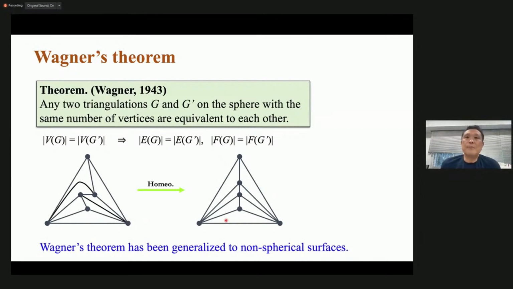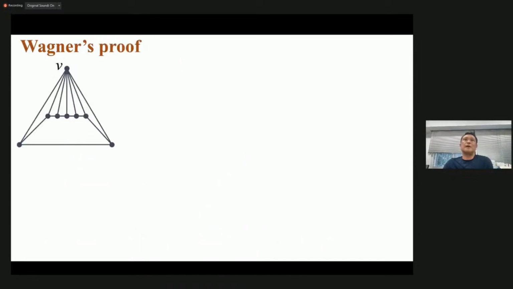So Wagner's theorem has been generalized to non-spherical surfaces, and many YNU people contributed to such a topic. But today we concentrate only on triangulations on the sphere and consider the flip distance of them. Okay, we'd like to introduce Wagner's proof.